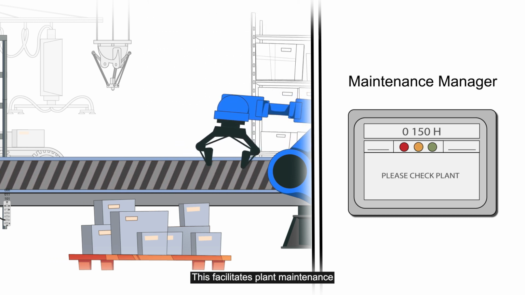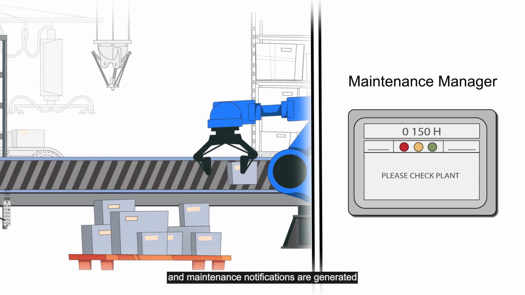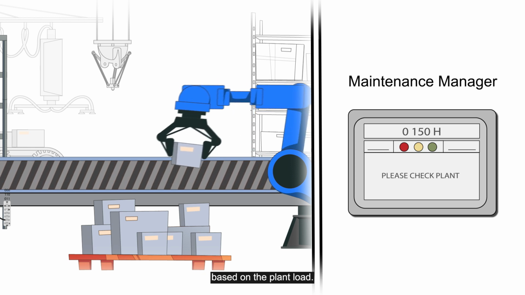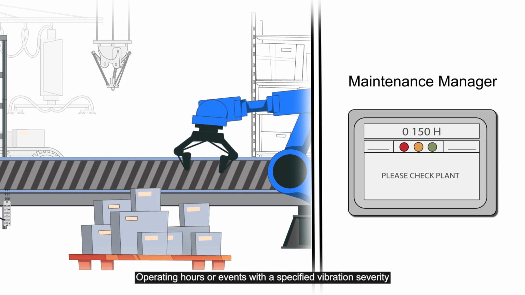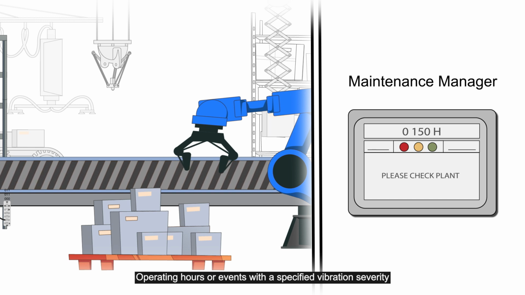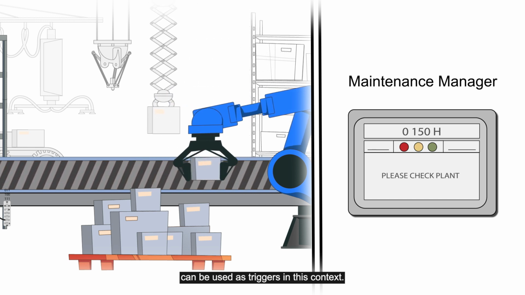This facilitates plant maintenance, and maintenance notifications are generated based on the plant load. Operating hours or events with a specified vibration severity can be used as triggers in this context.